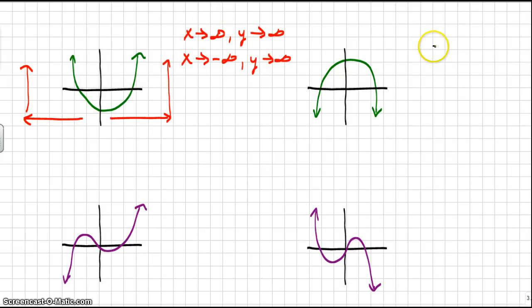On the negative quadratic, as x approaches infinity, as x gets bigger and bigger, my y value gets smaller. So y approaches negative infinity. And the exact opposite, as x approaches negative infinity, as x gets smaller and smaller, my y values also get smaller and smaller.